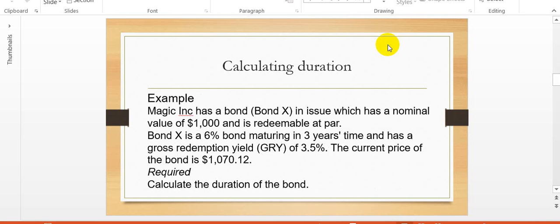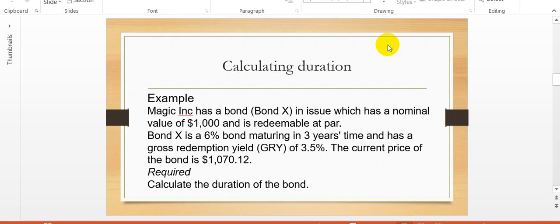Let's practice that in a question. So we have this example question. Magic Inc. has a bond, bond X, in issue which has a nominal value of 1,000 and is redeemed at par.